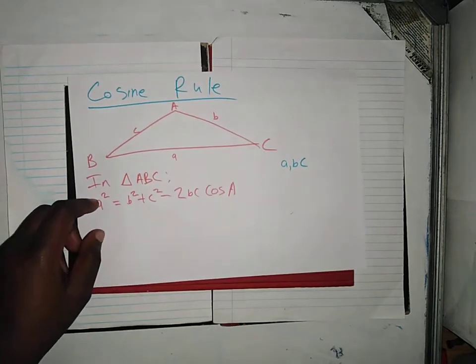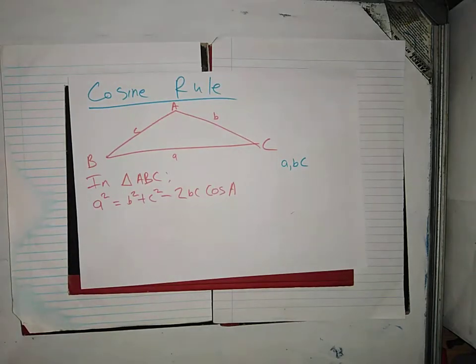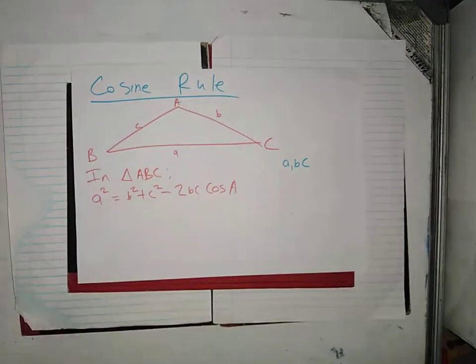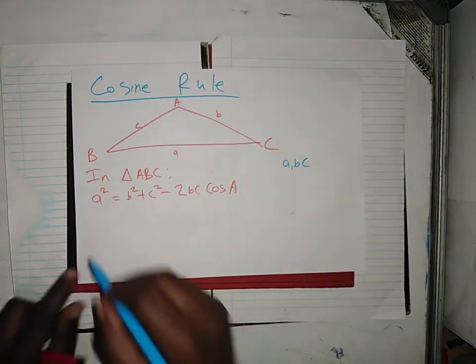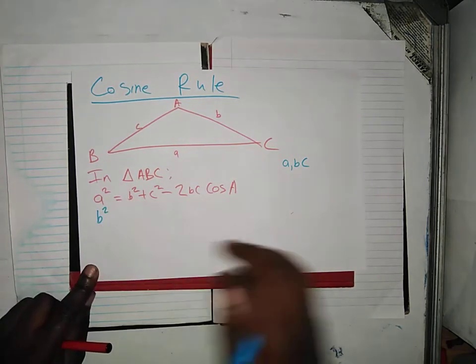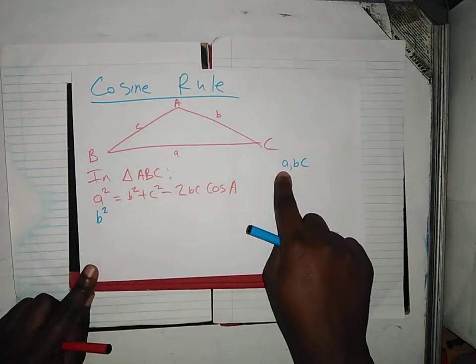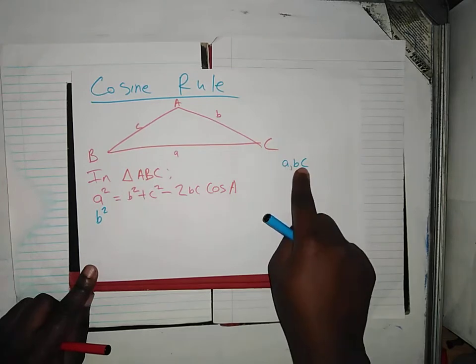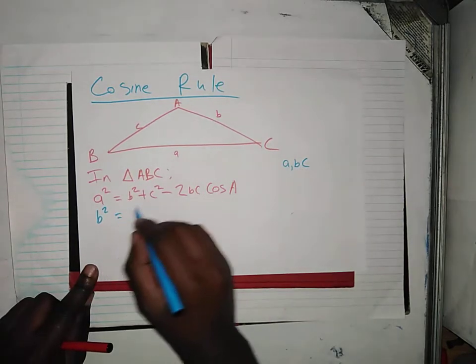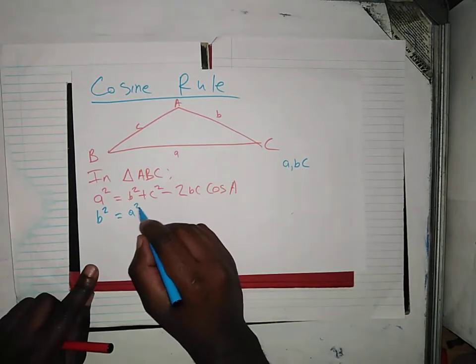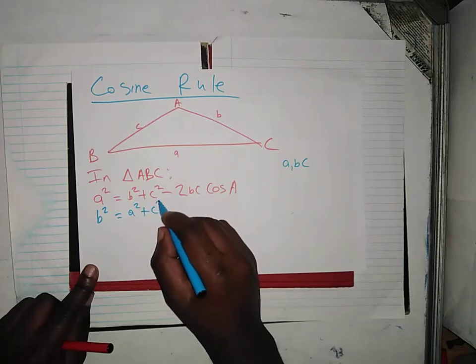Now that simply means, what if you decide to take b squared as the subject of the formula? Let me write with another color. So if you have b squared, it is going to be equal to a squared plus c squared, right?